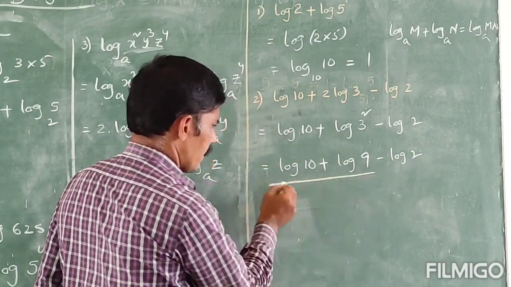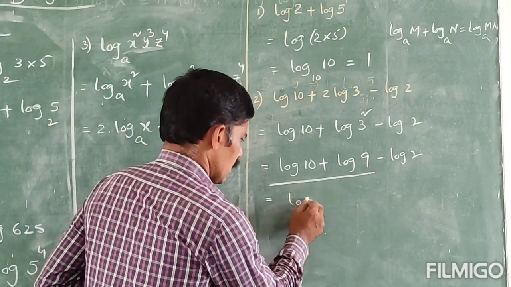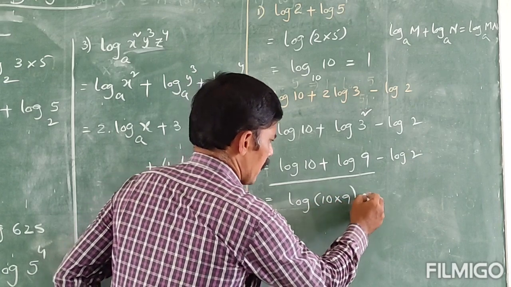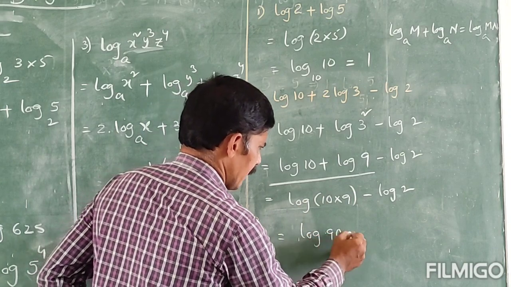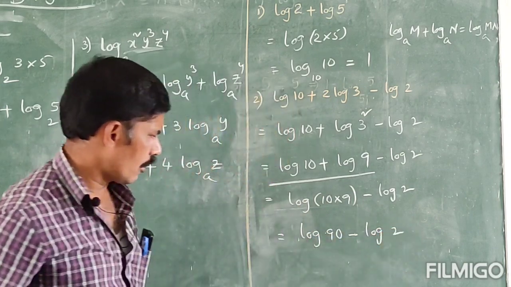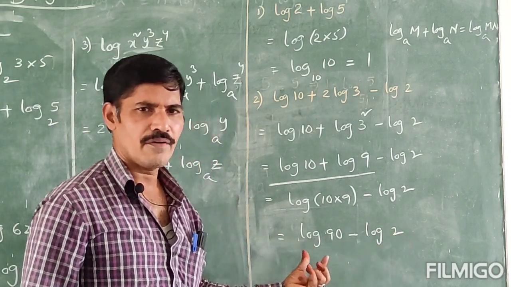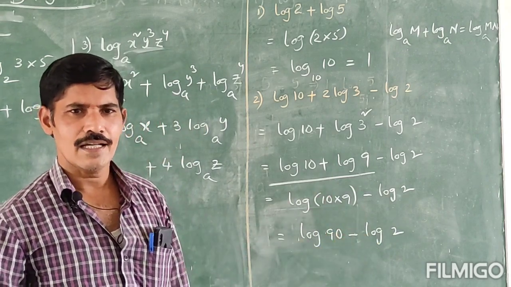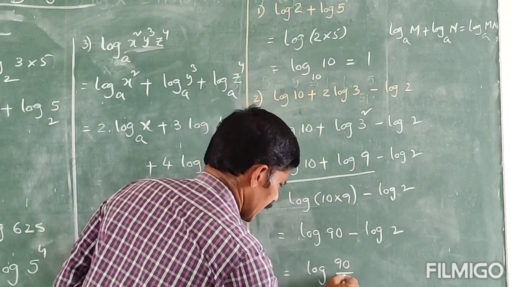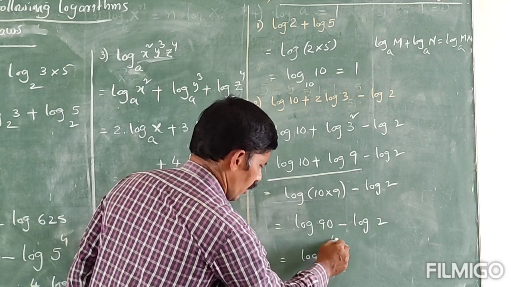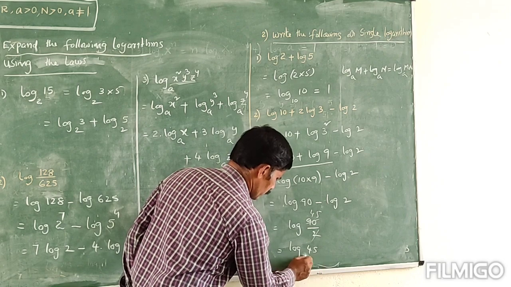You can write log m plus log n, that is nothing but log mn. So logarithm of 10 into 9 minus logarithm of 2. That is nothing but logarithm of 90 minus logarithm of 2. Now you observe, this is in the form of logarithm of m minus logarithm of n. Logarithm of m minus logarithm of n can be written as logarithm of m by n. From that you can write logarithm of 90 by 2. 2 divides 90 45 times. So finally you got logarithm of 45 to the base 10.